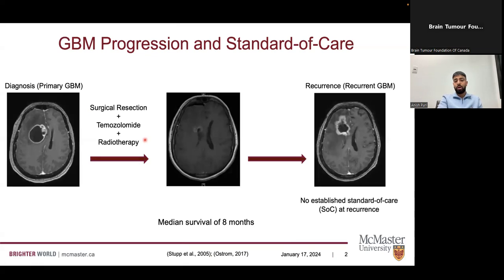And so usually the tumor begins to shrink after this time, but unfortunately, in almost all cases, recurrence of the tumor occurs, and there is no established standard of care at recurrence. And so, unfortunately, this devastating disease has a median survival of 8 months. And so there needs to be advances in possible treatment options at recurrence due to the very low average survival of this disease.